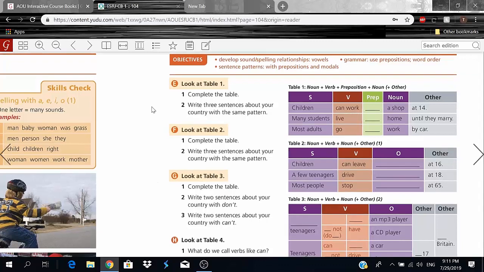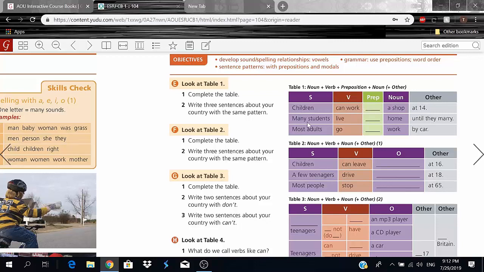So exercise E, look at table 1, complete the table. We have children can work, and he wants us to add a preposition. So children can work dash a shop at 14. And you guys remember, where do we use in? We use in with a country or period of time, but it doesn't stop there. So depending on the noun, I could add in here, right? So children can work in a shop at 14.